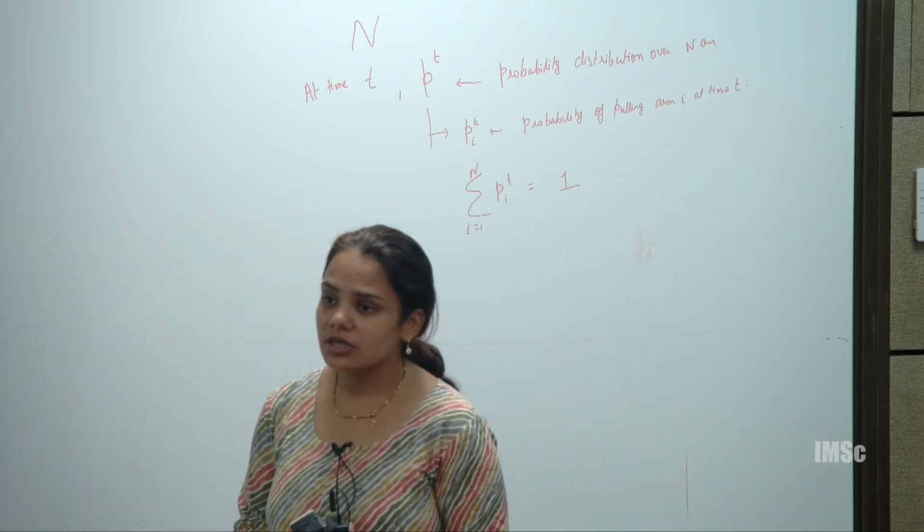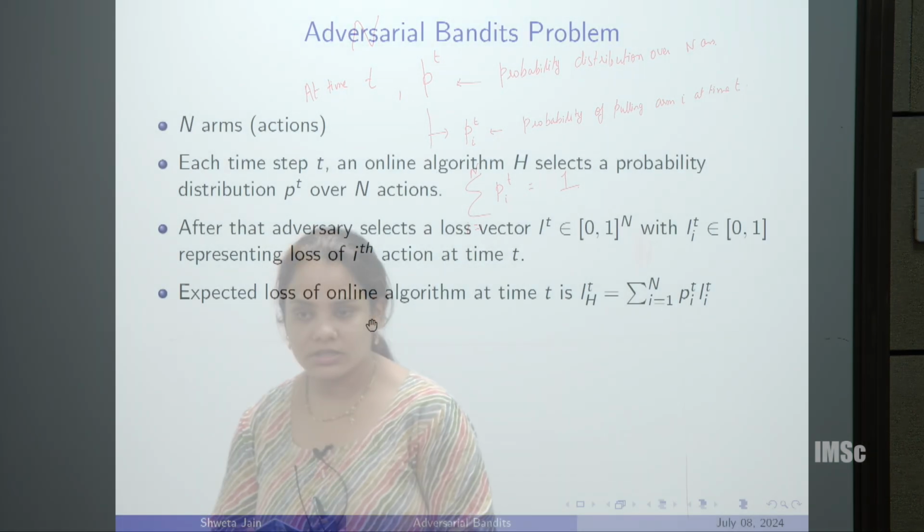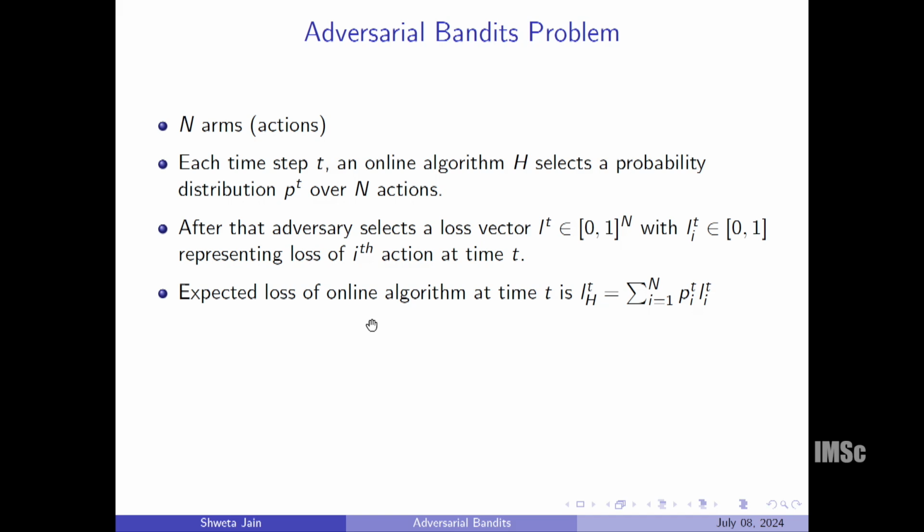At any time t I select a distribution Pt, and after I select Pt, the adversary selects the loss. To each arm i, it associates a loss between 0 and 1 for the ith action at time t. Whatever losses it placed in previous time steps, there is no relation; it could be arbitrary. Because this is an adversarial setup, we move from the reward setup to the loss setup.